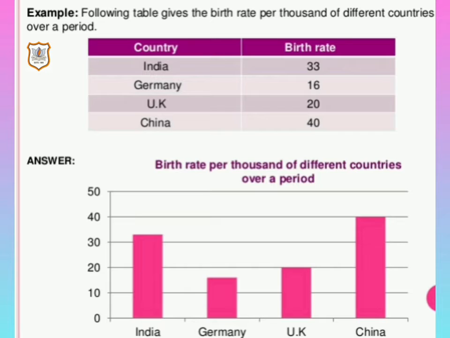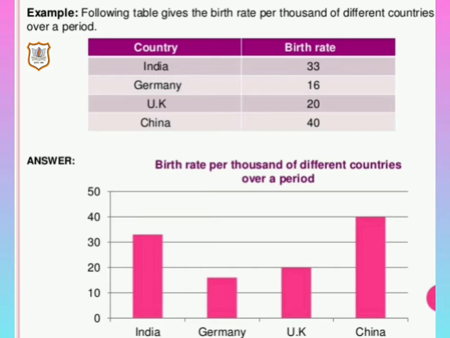India having 33,000 birth rate, Germany 16,000, UK 20,000, China 40,000. So only one characteristic is mentioned, that is birth rate. So a bar diagram is suitable for this question. So let's have a look at the bar diagram.